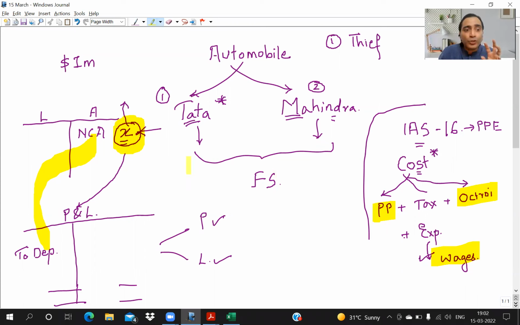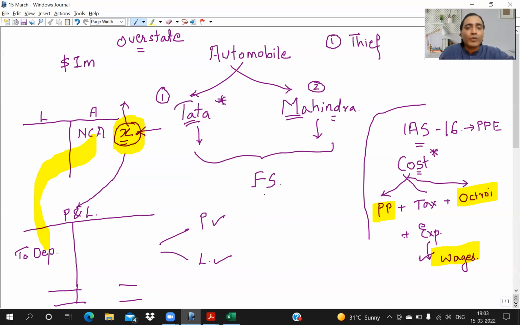My objective is to show a very attractive profit. My objective is to overstate the profit. Okay, so these wordings are important. My objective is to overstate. Why do I want to overstate the profit? So that the investors are attracted.